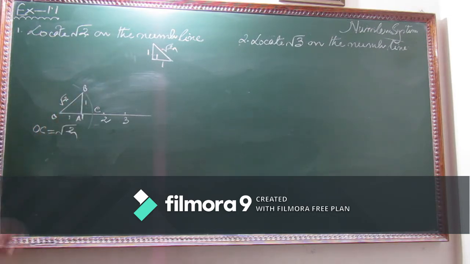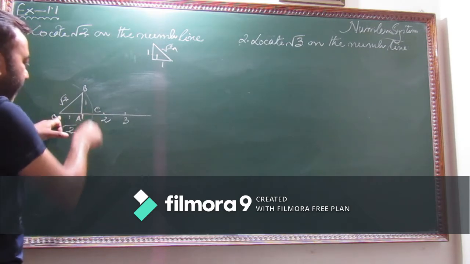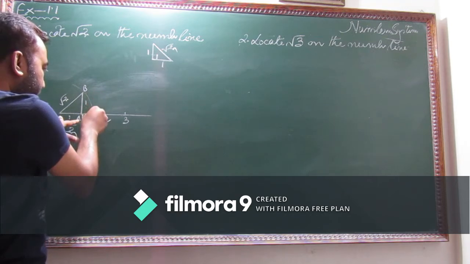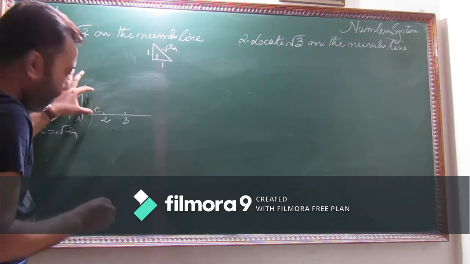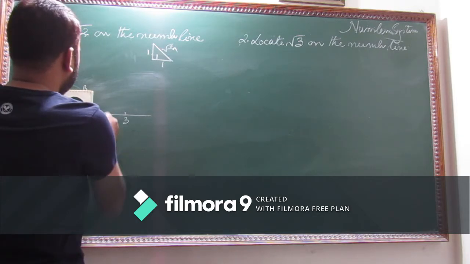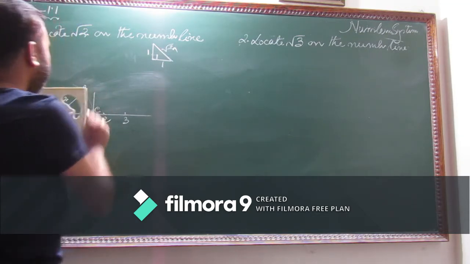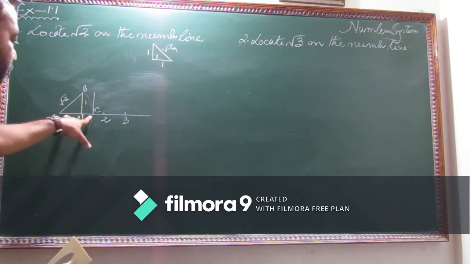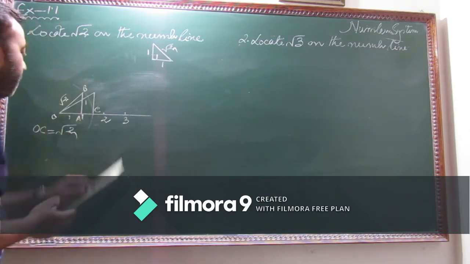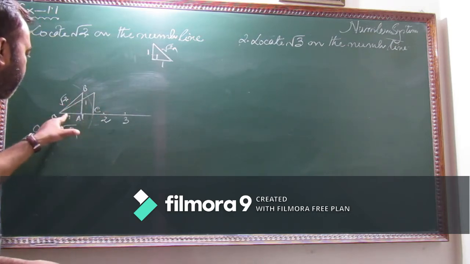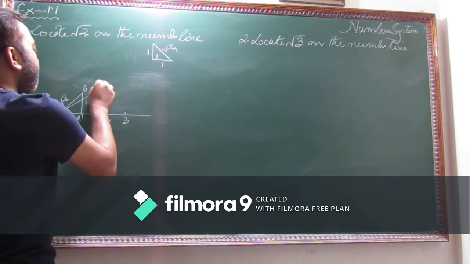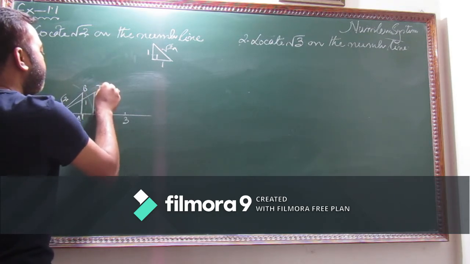How is it possible? Now if this is root 2, that means this length is root 2. So now I am going to draw one perpendicular here whose length is 1 centimeter. So now this is root 2 and this is 1. Now I am going to join. Now this is a right triangle where this is O, this is C. Let me write this is D.